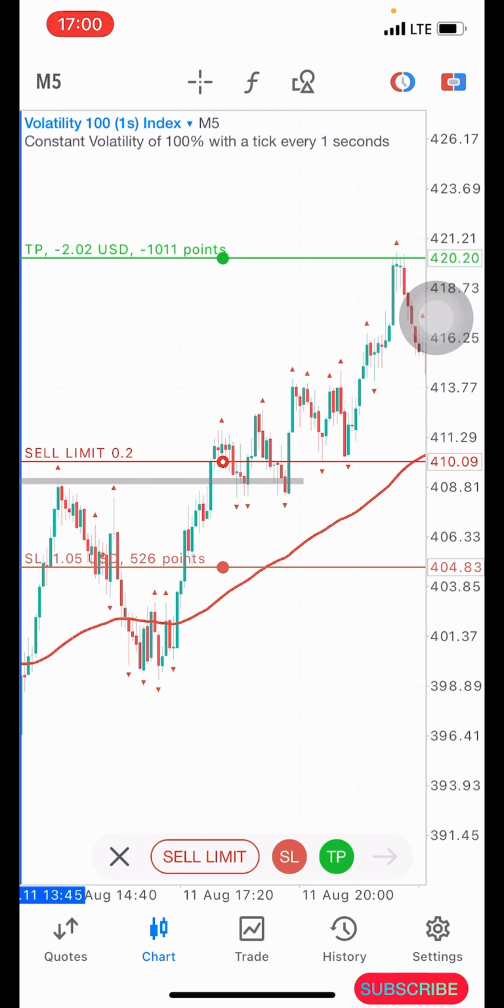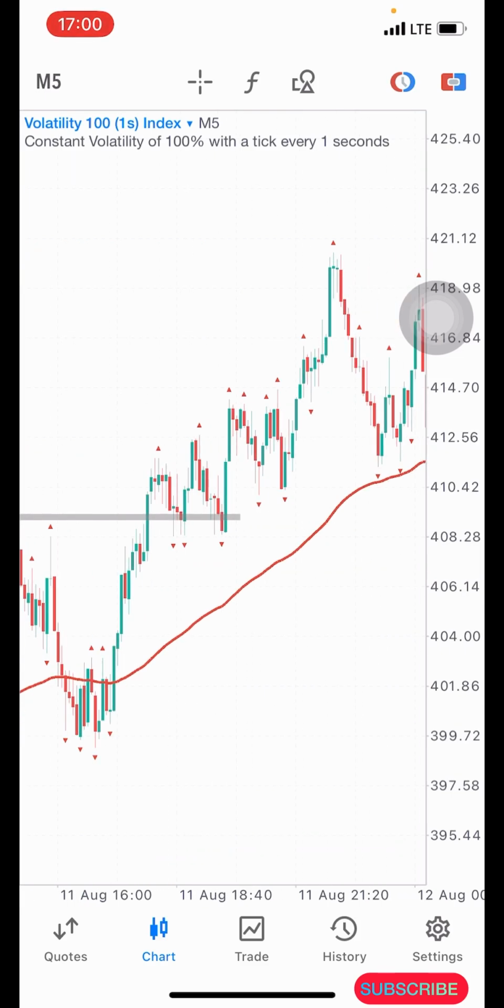1:2 risk to reward ratio. That's how you go about it. You can aim higher, 1:3, 1:4, but the safer and the most profitable is going to be 1:2. You can use 1:1, whichever one works for you is good to go. This is how you go about it, and this is a buy example. Now let's see what happened next.